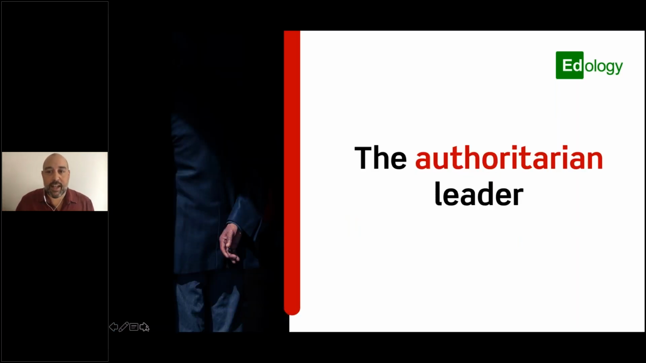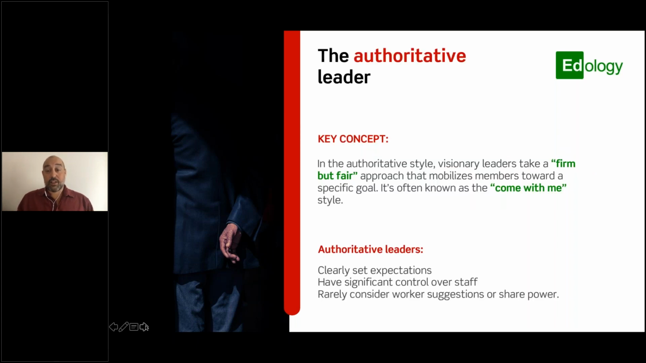The authoritarian leader, or the autocratic leader. I'm sure we're very familiar with dictators and other authoritative leaders out there. The authoritarian leader is exactly as they sound. They're an authoritarian. That's not all bad necessarily. They're visionary leaders, and they take a firm but fair approach that mobilizes members towards specific goals. It's also known as the come with me style. They clearly set their expectations ahead of them, but they have significant control over their staff.